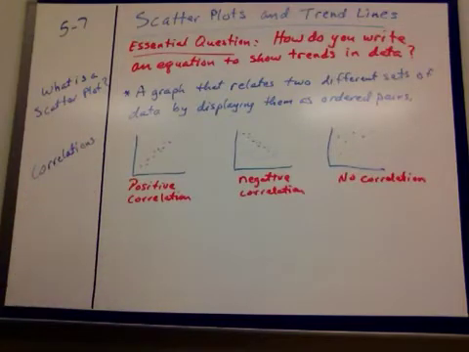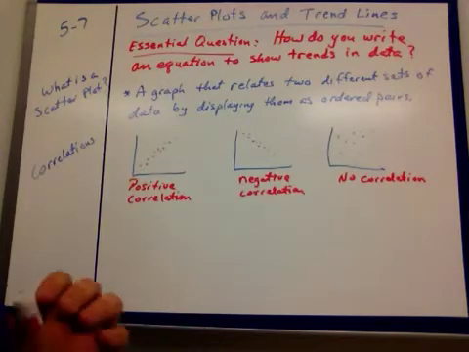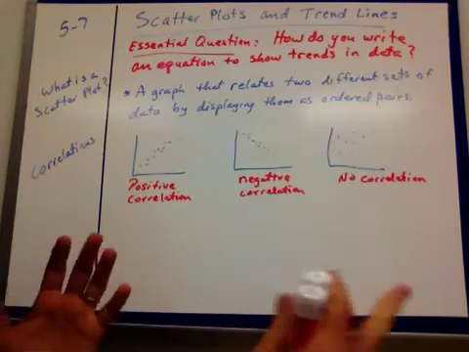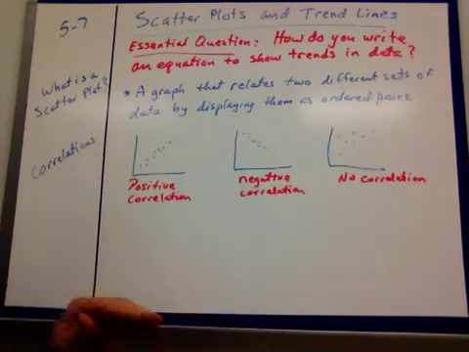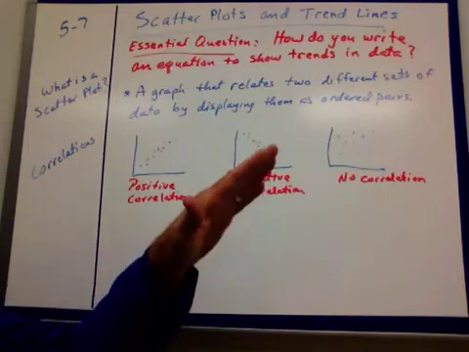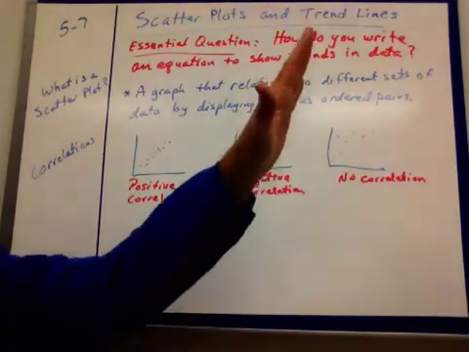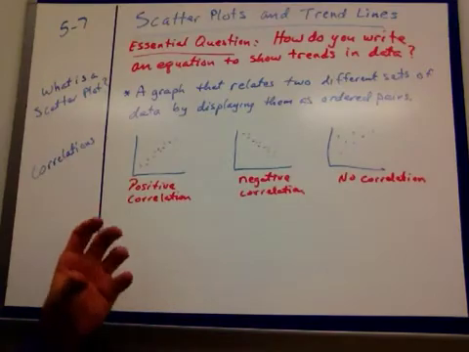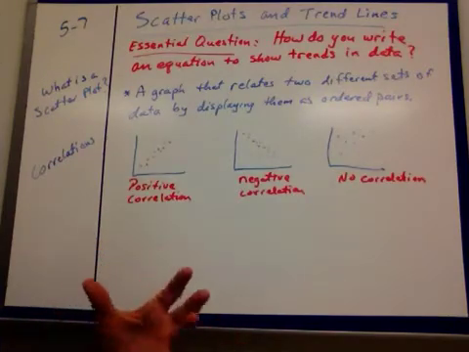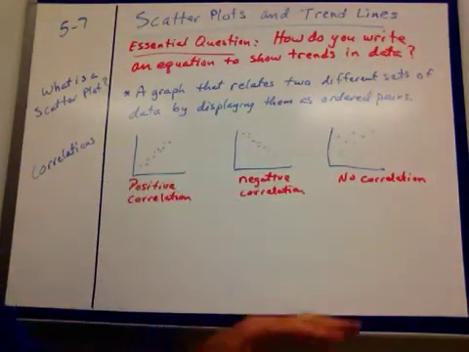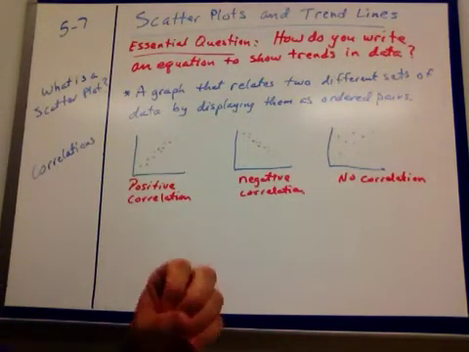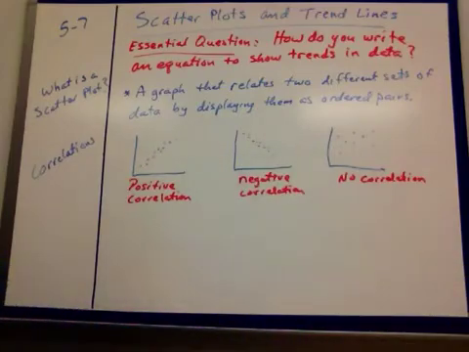Well, what is a scatter plot? It's a graph that relates two different sets of data by displaying them as ordered pairs. Okay? If you want to compare housing prices for the last 50 years, you could go back and find the average prices for each of those years, and you'll probably see that the price has gone up. Sometimes it's gone down, sometimes it's gone up. But what economists do with a lot of different sets of data is they try to look at a set trend and they try to put an equation to it. And that way they can try to interpret what's going to happen in the future.